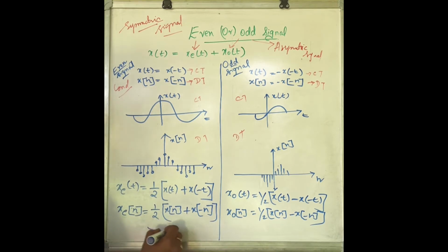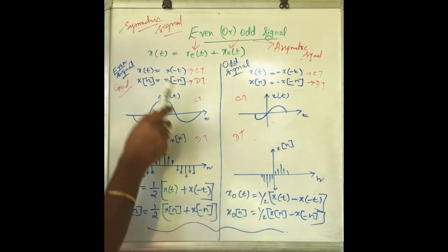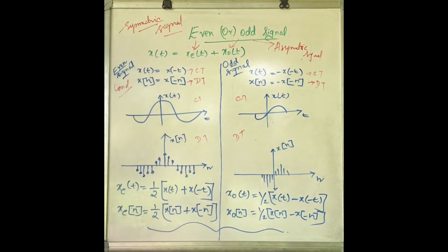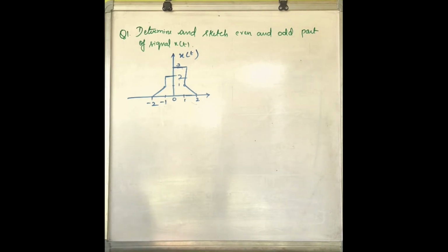So these are the four equations which will help you to find whether the given signal is an even signal or an odd signal. The sum of both the even signal and the odd signal is called the original signal. That is, x(t) is equal to x_e(t) plus x_o(t). Determine and sketch the even and odd part of the signal x(t).